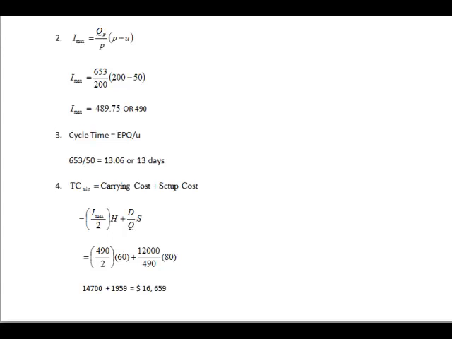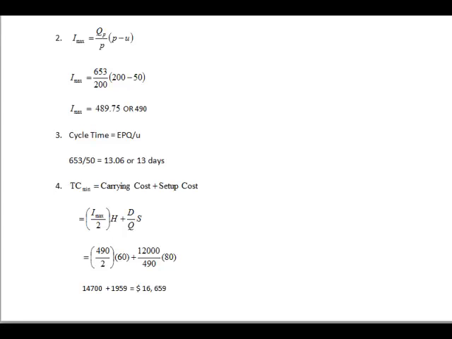So what is the cycle time? In other words, how many days will there be between a production run of these pairs of shoes? So the cycle time, the formula is our economic production quantity divided by the usage rate. So our economic production quantity is 653. The usage rate is 50 per day. So about every 13 days, we're going to have to start making these shoes again.